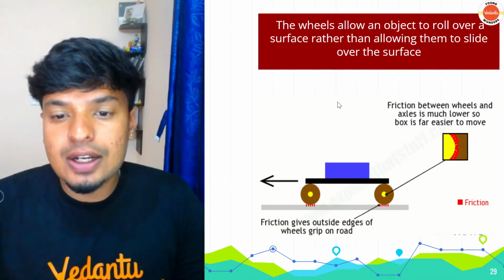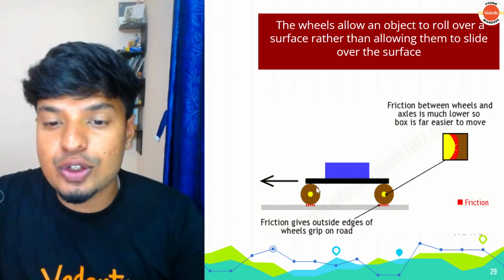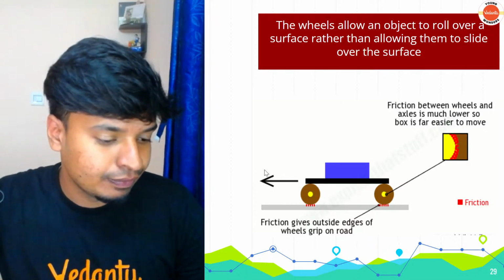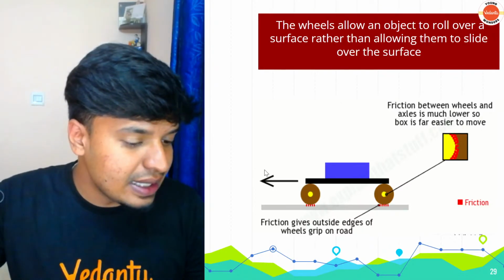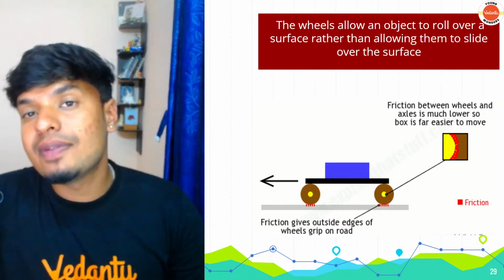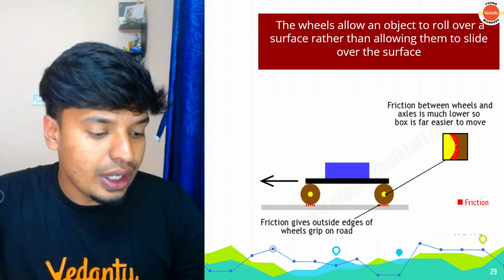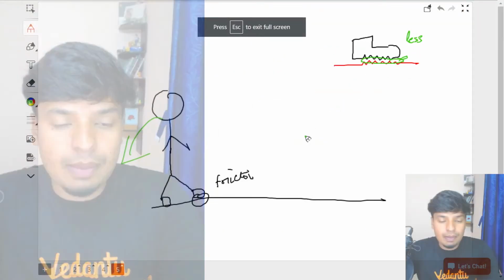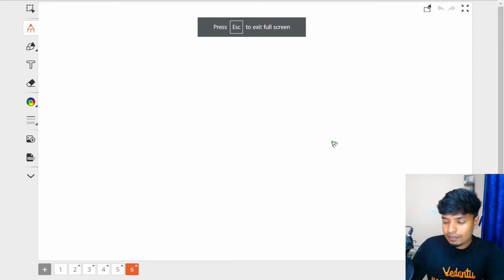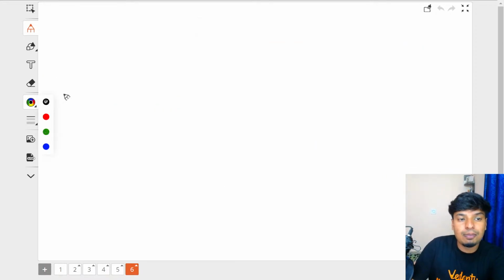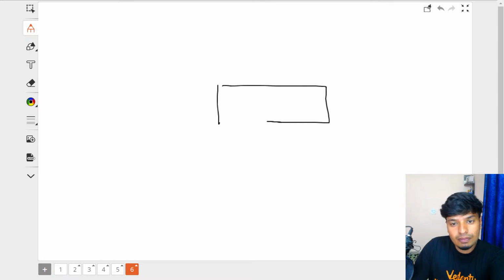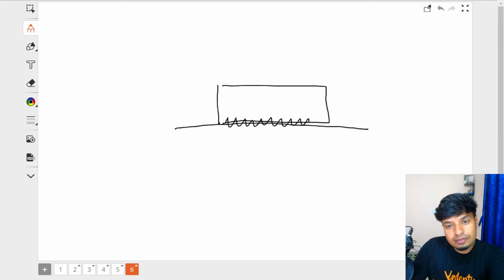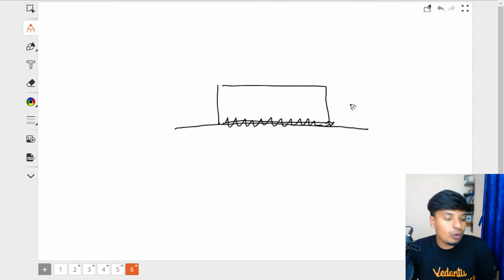Okay. Understood? So friction gives the outside edges of the wheel grip on the road. Understood? Sir, what is easier, rolling or sliding? Rolling is very easy, beta. To understand this, very simple. Just focus on what is happening right here. For example, if there is friction between this box and the floor, the amount of area in contact is this much. Obviously, more irregularities, more interlocking, more friction.